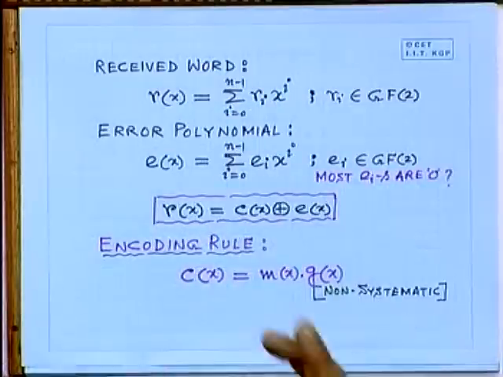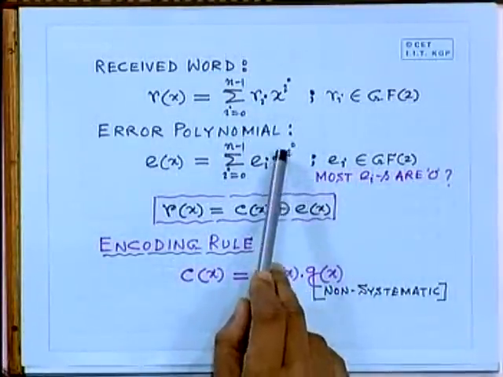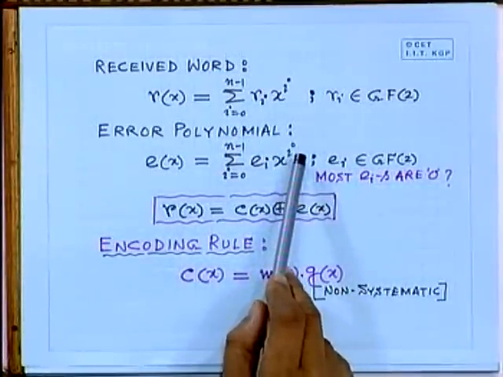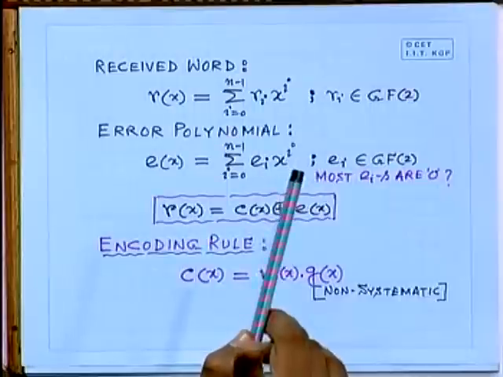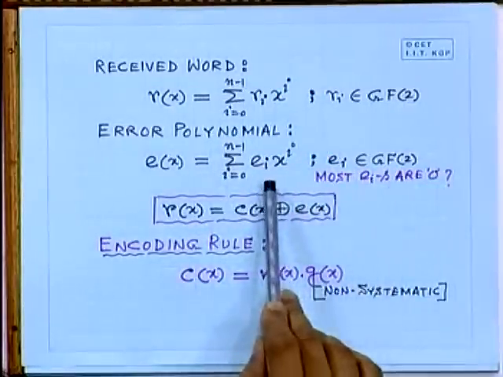That means, if I have received a group of n bits, then error may be there at one or two places or only a few places. At other places there should not be any error, and each place is dictated by the corresponding value of x to the power i. i here indicates the place, the bit location really. So, we can say that usually most of these eis will be 0.